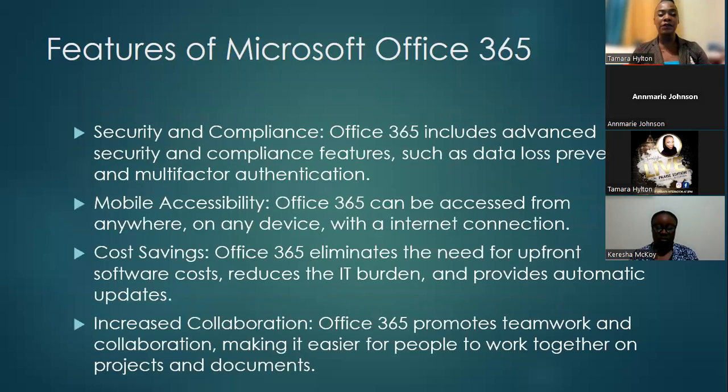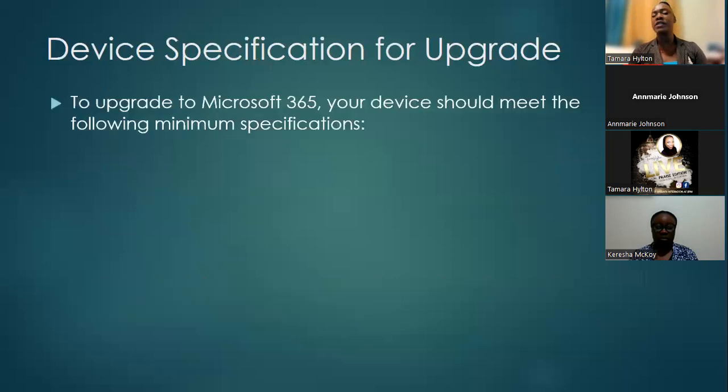Security and compliance features are also available, so data loss prevention and multi-factor authentication. There is mobile accessibility, and we spoke to that, being able to access the software from anywhere on any device once there's internet connection. Cost saving: it eliminates the need for upfront software costs, reduces the IT burden and provides automatic updates. There's increased collaboration, so it helps promote teamwork and makes it very much easier for people to work together. Now, what are the specifications that you need to upgrade?